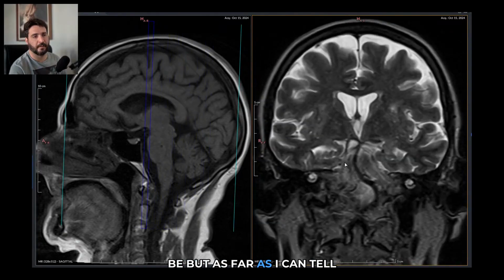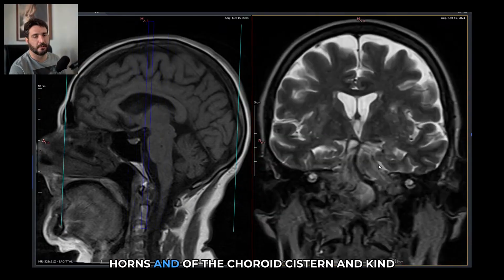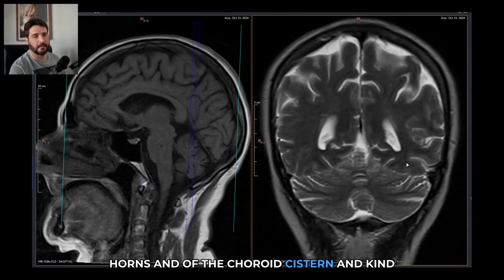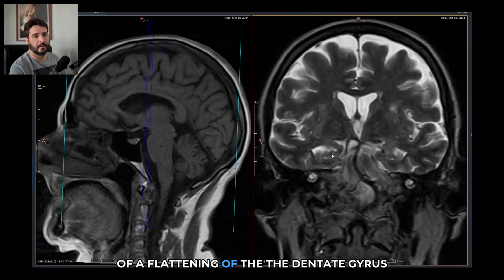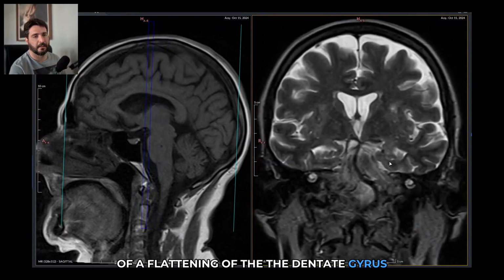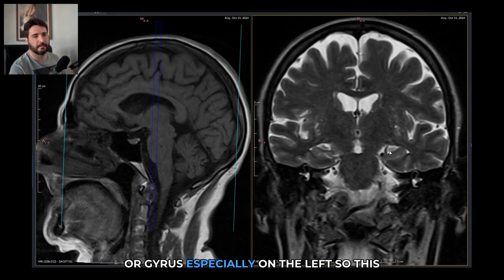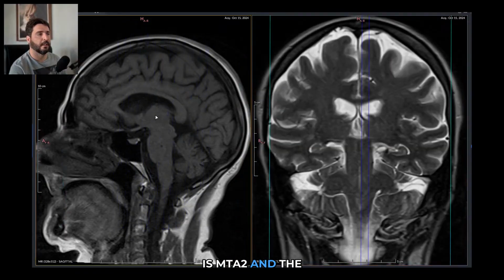But as far as I can tell, there is a slight enlargement of the ventricular horns and of the choroid cistern and kind of a flattening of the dentate gyrus, especially on the left. So this is MTA 2.